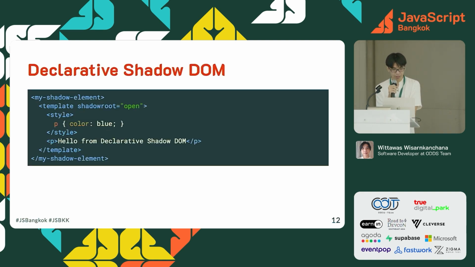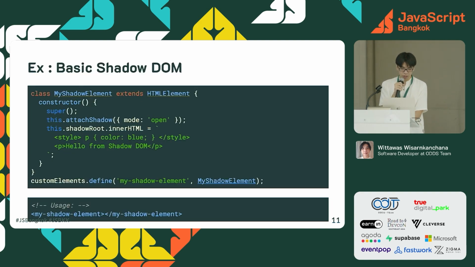So we are here. This is a new one. Maybe not new anymore. I think it was declared around 2021 or something at that time. But at that time, it was only Google Chrome Canary that supported this declarative shadow DOM. I intentionally left out the explanation and just show the code here. And this is the same code as this basic shadow DOM.